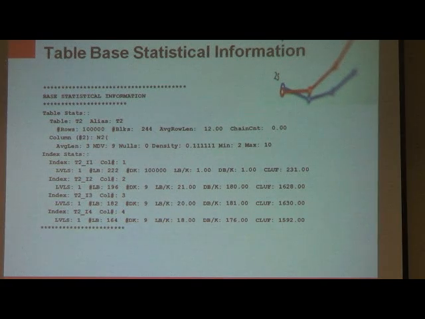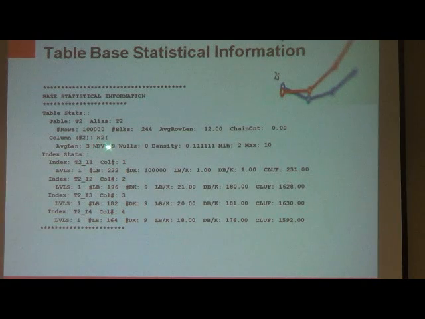Okay, thank you. So after we show the statistics for the table, it says that on this table I have a reference to this column N2. This column N2 happens to be the second column on the table, and I have an average column length of 3.